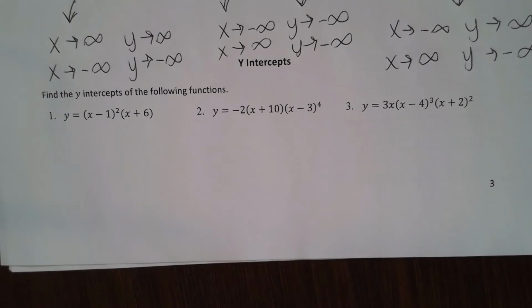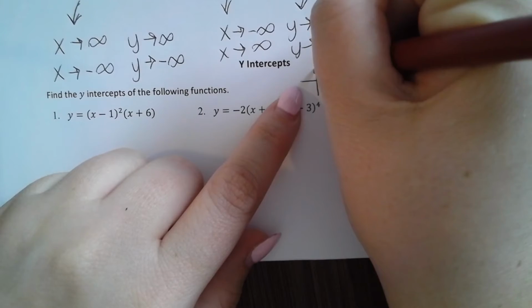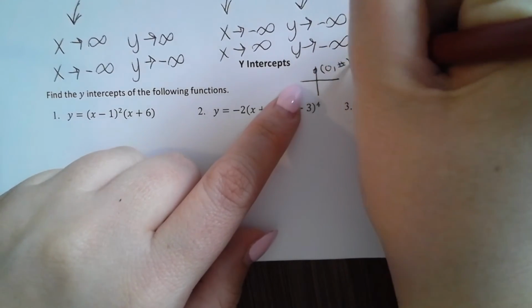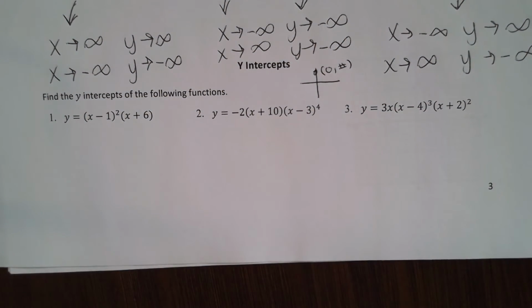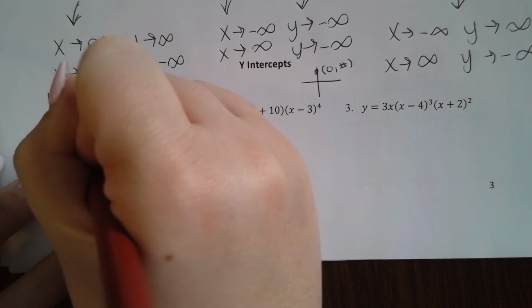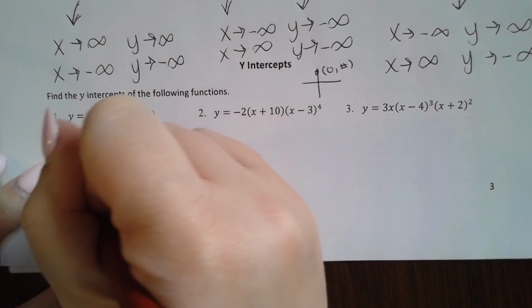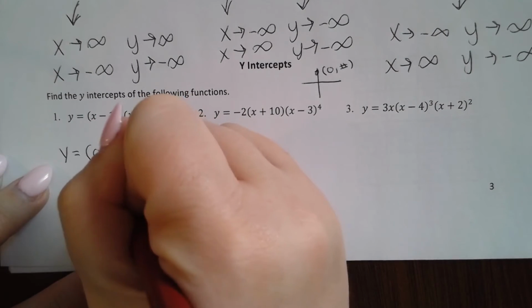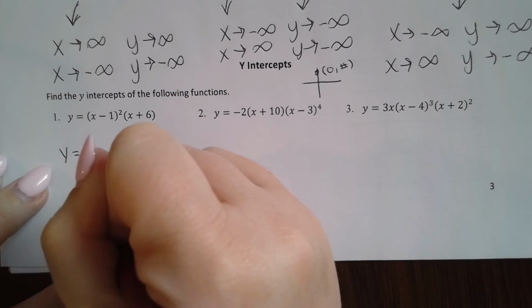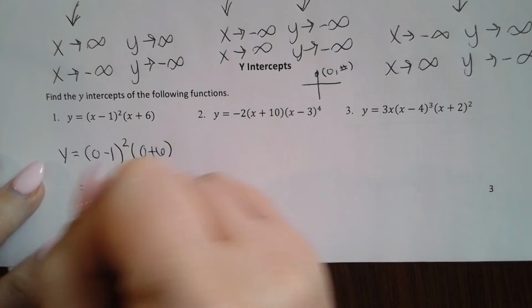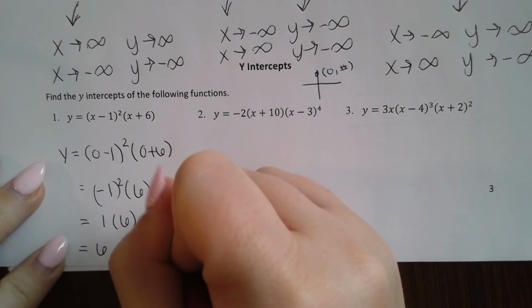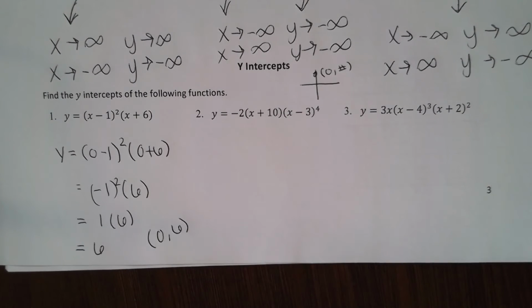Okay, so now we're talking about y-intercepts. A y-intercept is where it hits the y-axis. If we think about that, that ordered pair would be 0, a number. So if I want to find a y-intercept, we're going to make x 0. That gives me negative 1 squared times 6, which gives me positive 1 times 6, or 6. So our y-intercept is 0, 6.